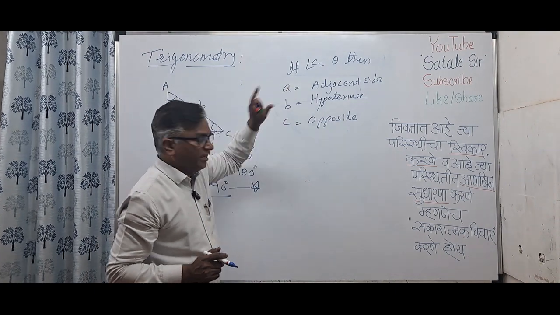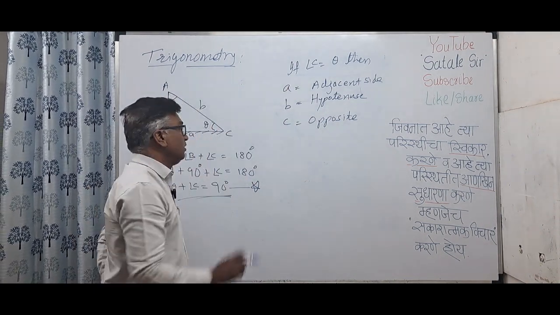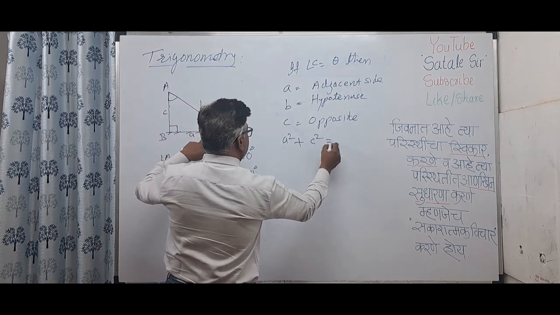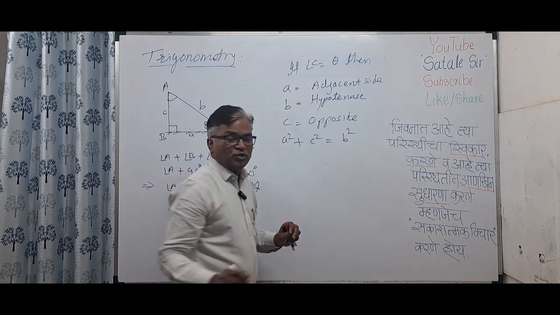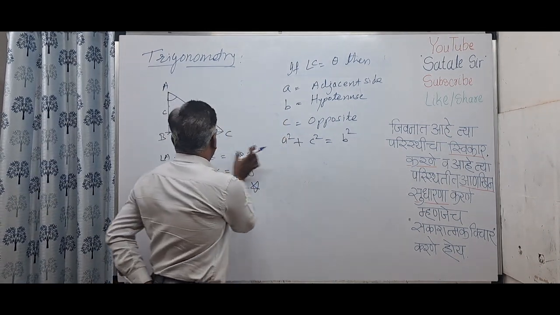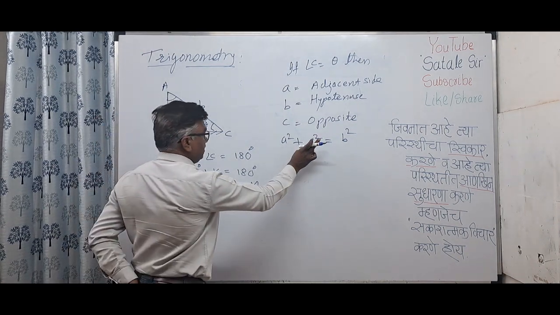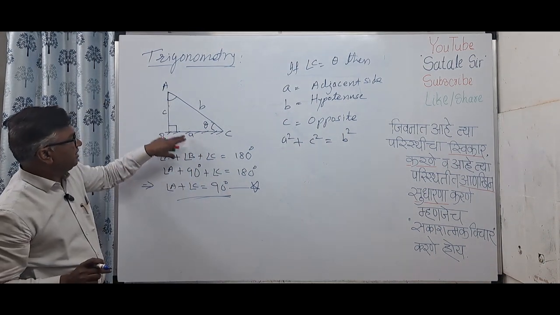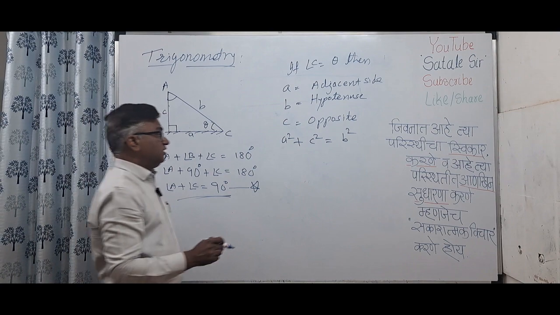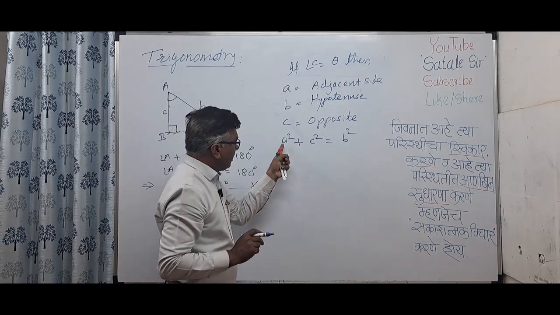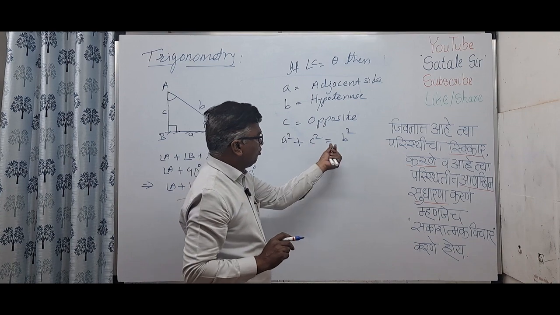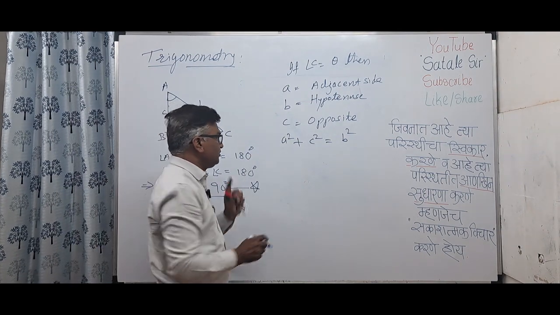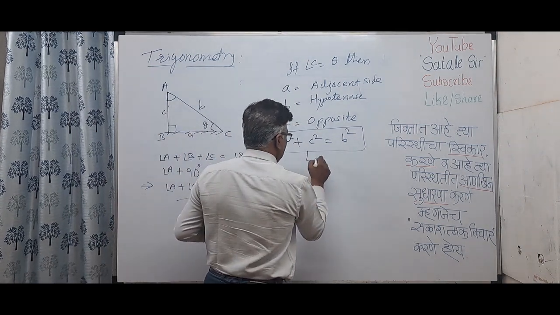Now in that case, if you apply the Pythagoras theorem, it says a square plus c square is equal to b square. What is the meaning here? A is the adjacent side. C is the opposite side. So the sum of squares of the adjacent and opposite sides is always equal to the square of the hypotenuse. That is what the Pythagoras theorem says.